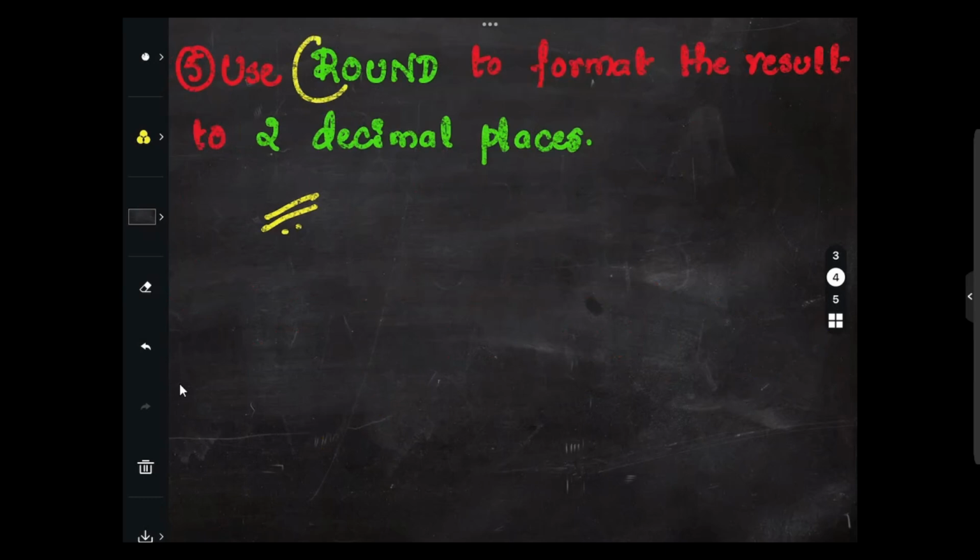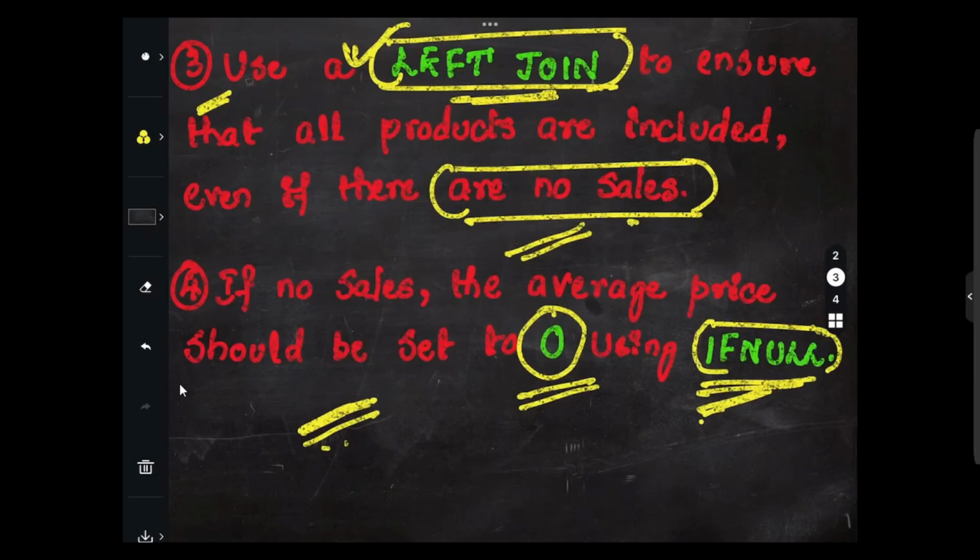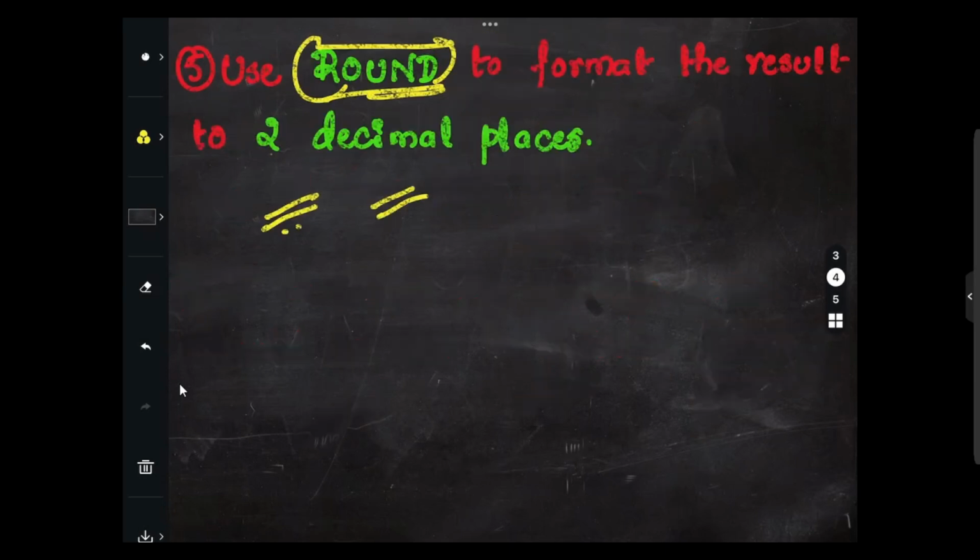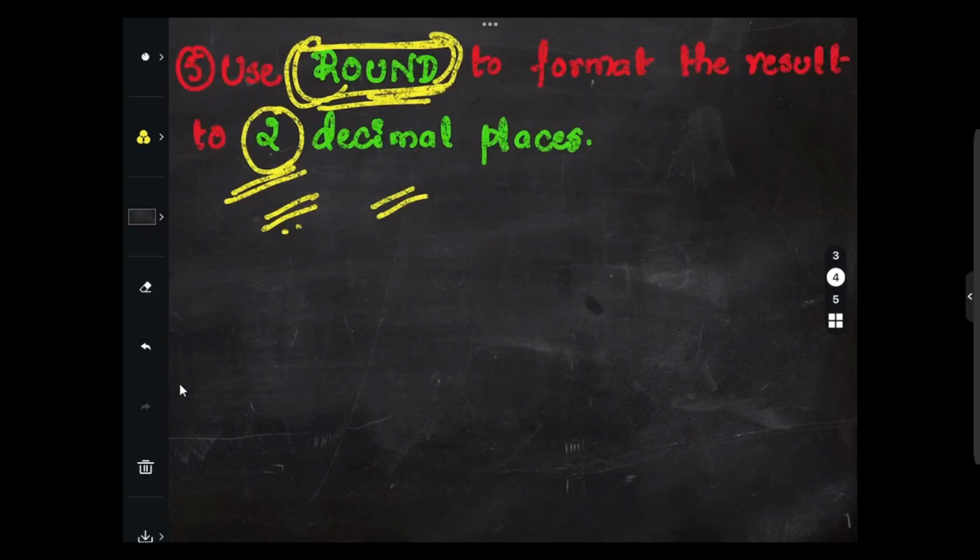So we will be making use of the round because we have to round off to 2 decimal places, right? While explaining the question, we discussed these two things. We'll be going with the IFNULL keyword to set to 0, and we'll be making use of the ROUND keyword provided by MySQL to format the result to 2 decimal places. So this is very important. These are the 5 steps that we'll be following. I hope the approach that we discussed is completely clear.